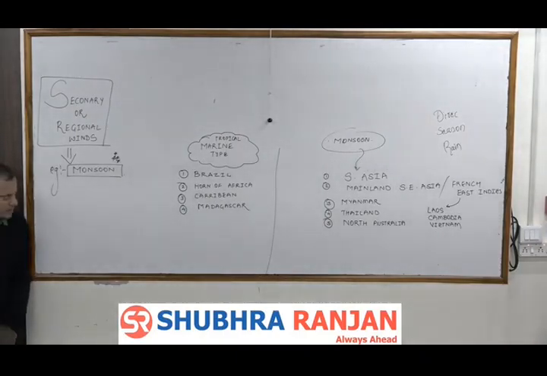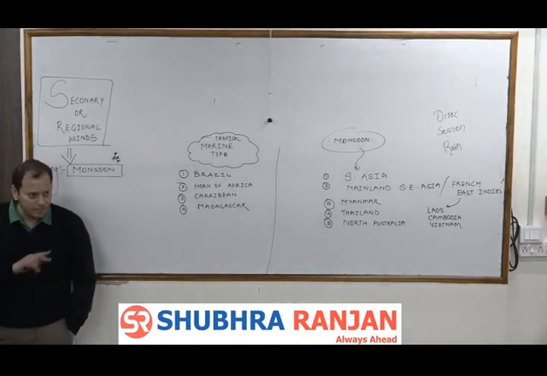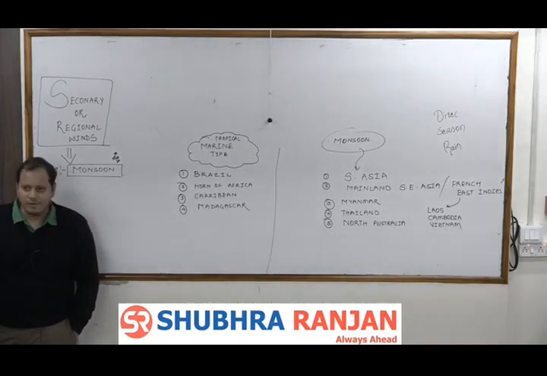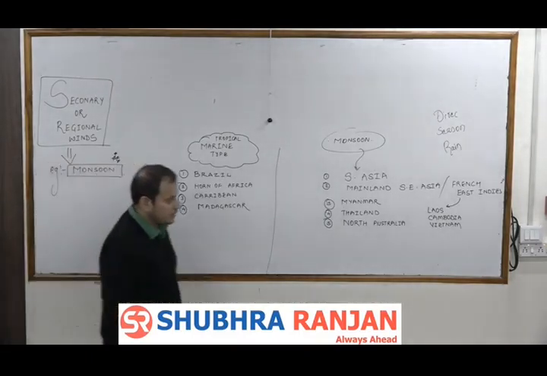The only difference is Brazil, Horn of Africa, Caribbean and Madagascar will receive rainfall throughout the year. Here we get rainfall during the summer season. But the base of both is seasonal reversal of wind. You will understand why it is marine type of climate.